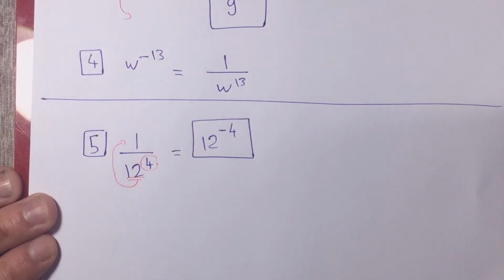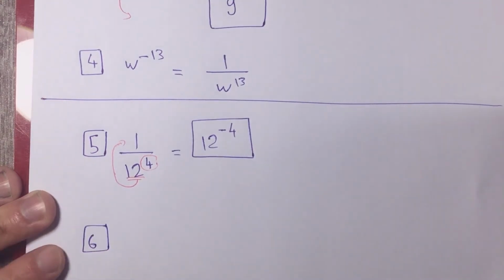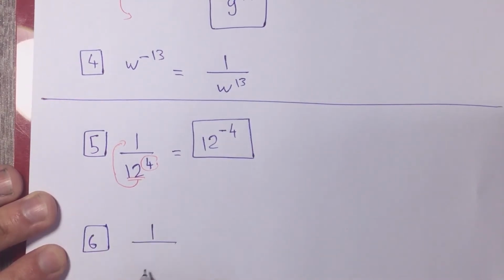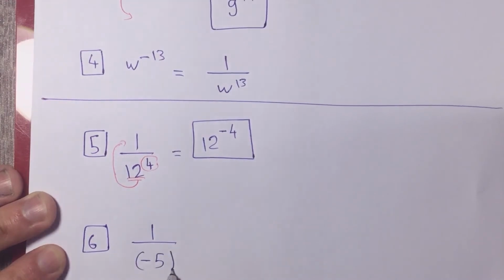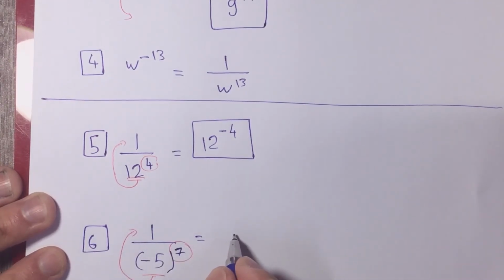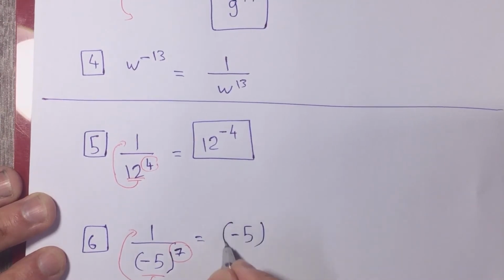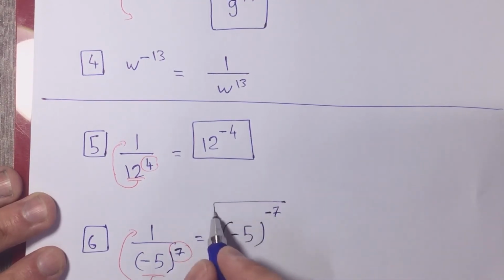Okay, what about number 6? Number 6 is 1 over negative 5 to the power of 7. How can we write it in terms of negative exponents? Just change the place of the factor and then change the sign of the exponent. So we write it in the numerator now, and the exponent's sign will be negative because it was positive, so we write it as negative.